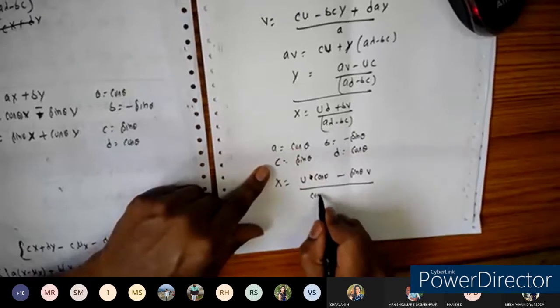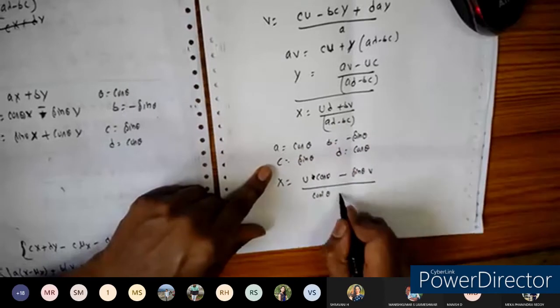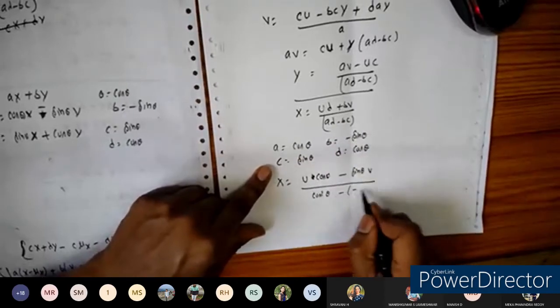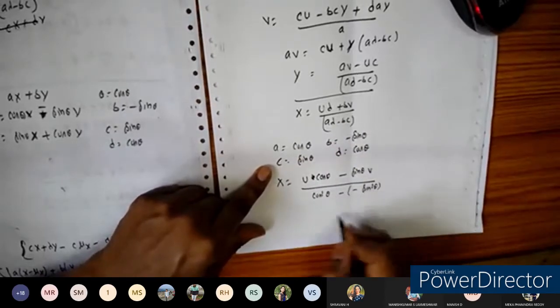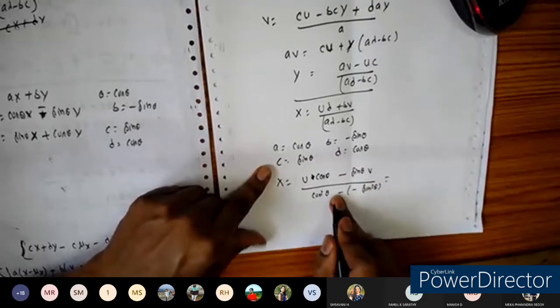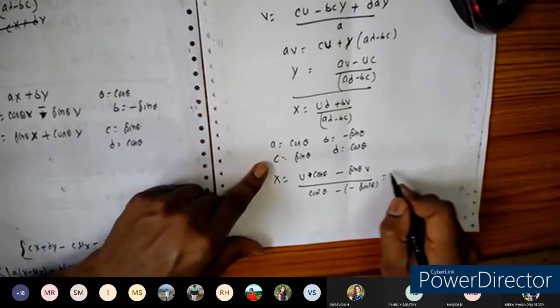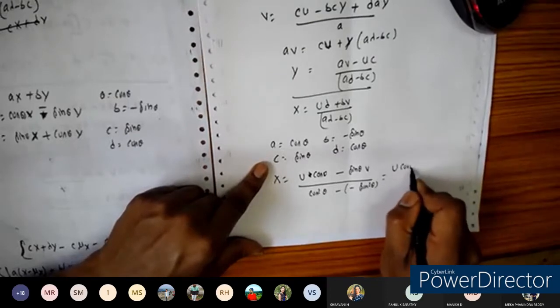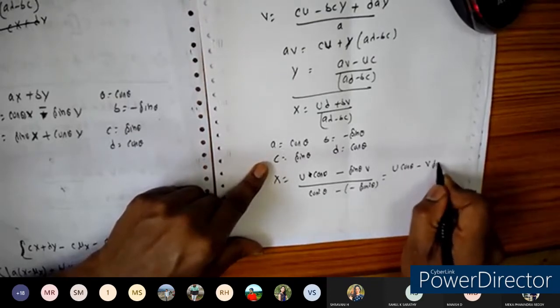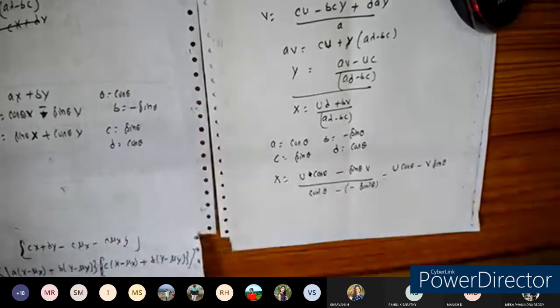So it is cos square theta minus, minus sin square theta will get here. Okay, so cos square theta, minus into minus will become plus. So cos square theta plus sin square theta will become 1. So x we got as u into cos theta minus v into sin theta. Okay.